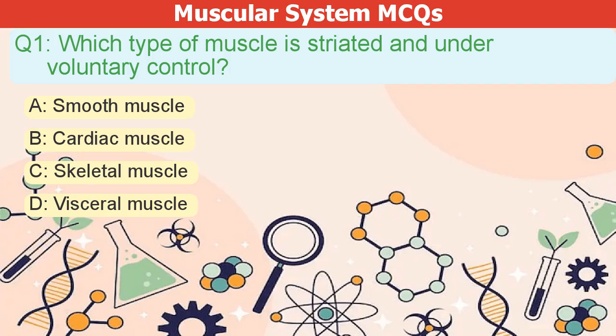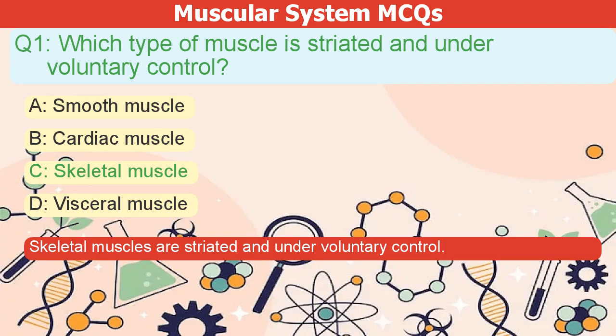Which type of muscle is striated and under voluntary control? A. Smooth muscle. B. Cardiac muscle. C. Skeletal muscle. D. Visceral muscle. The correct answer is C. Skeletal muscles are striated and under voluntary control.